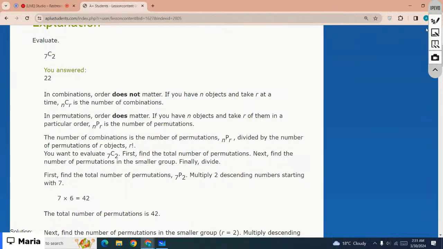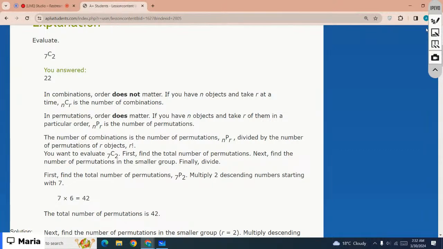Okay, let's just understand the difference between combinations and permutations, right? In combinations, order does not matter. If you have n objects and take r objects at a time, you have to do nCr, the number of combinations. In permutations, order does matter. If you have n objects and take out r of them in a particular order, nPr is the number of permutations, right? So you have to evaluate 7C2 for combinations. For permutations, you have to evaluate 7P2, right?